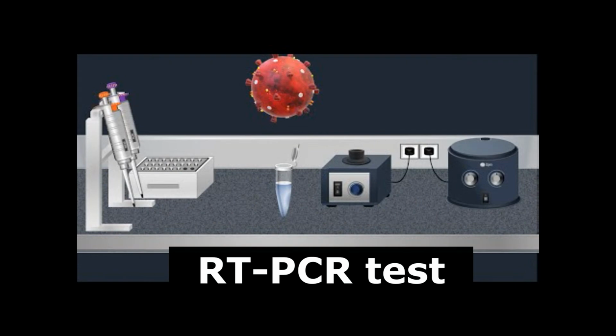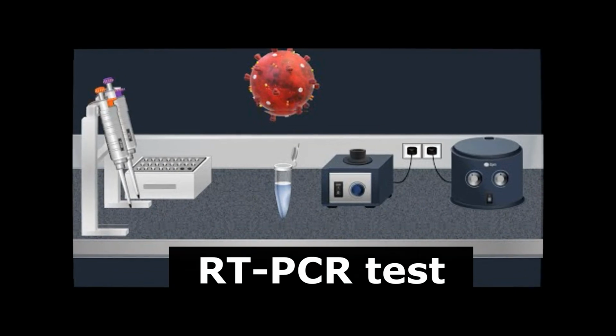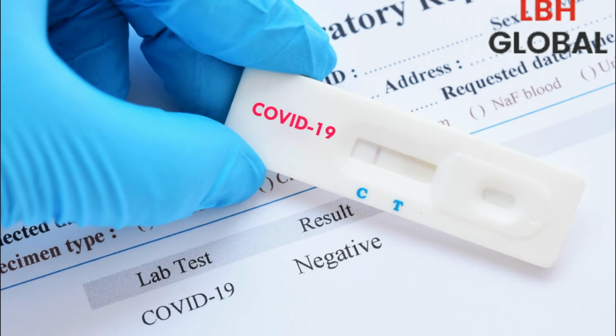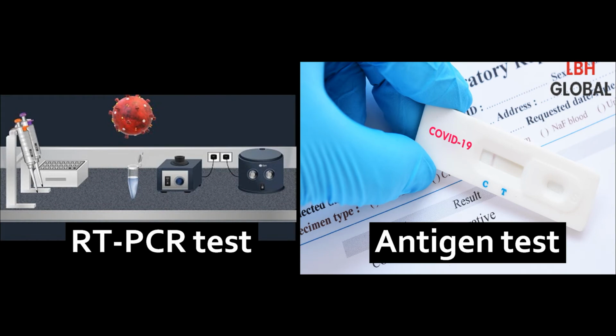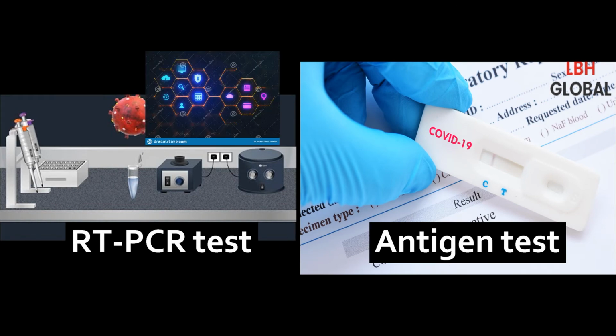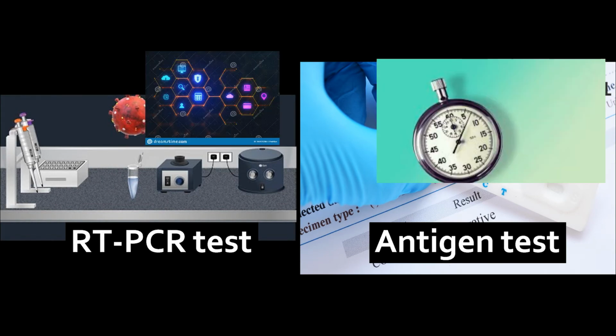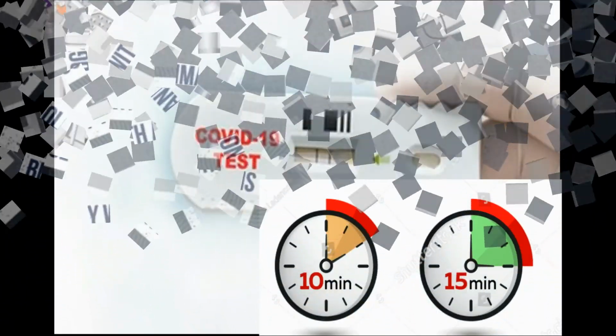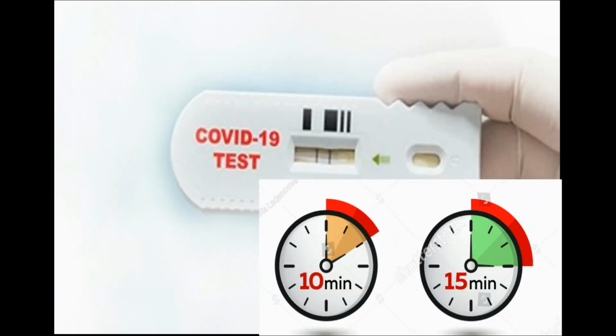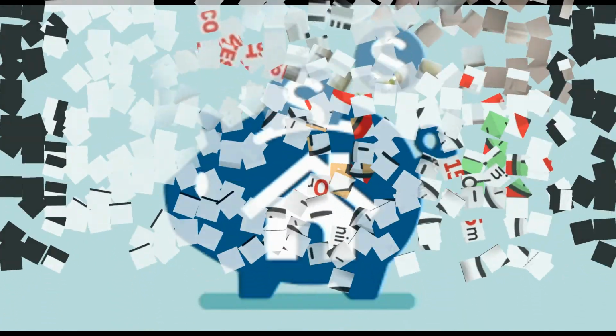Friends, RT-PCR is the most reliable test to detect the SARS-CoV-2 virus. However, the antigen test has some advantages. The significant difference between an RT-PCR test and an antigen test is technology and time. For the diagnosis of COVID-19, the RT-PCR test takes a minimum of 2 to 5 hours, including sample collection. On the other hand, a rapid antigen detection test takes a minimum duration of 10 to 15 minutes for interpreting a positive or negative test.